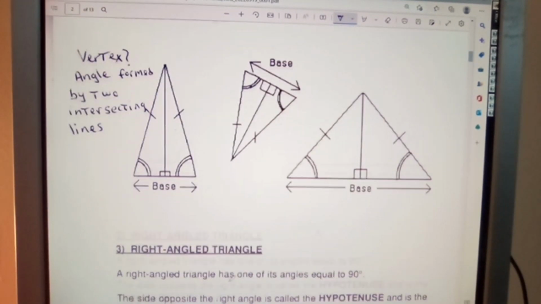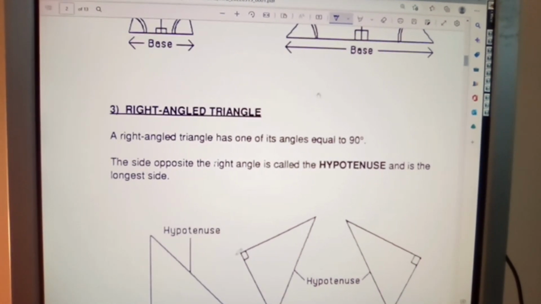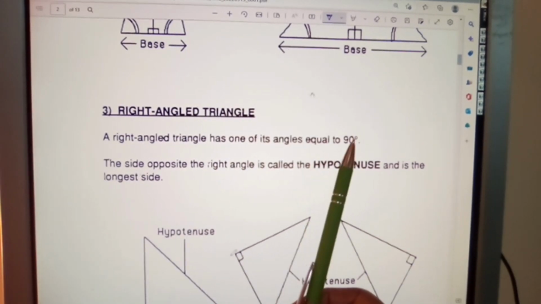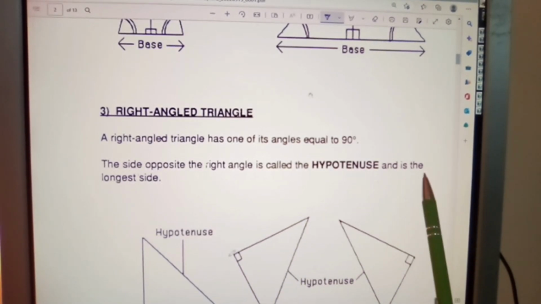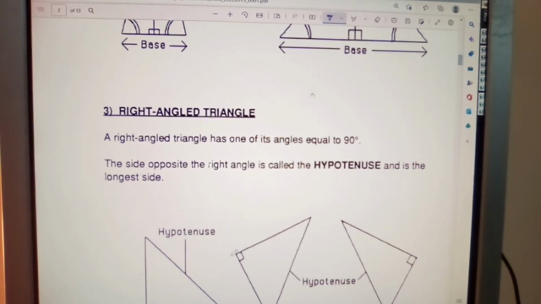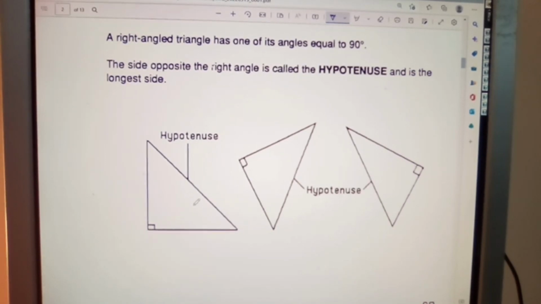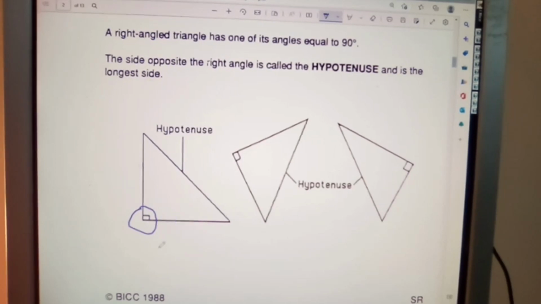Now right angle triangle. A right angle triangle has one of its angles equal to 90 degrees. The side opposite the right angle is called the hypotenuse and is the longest side. So let's have a look. That is our 90 degrees here. 90 degrees, no doubt about it there. This here becomes our hypotenuse, because that is the longest side.